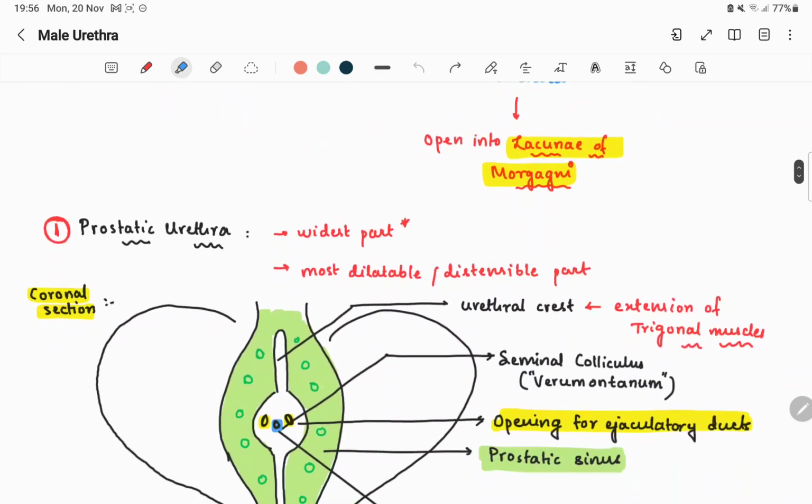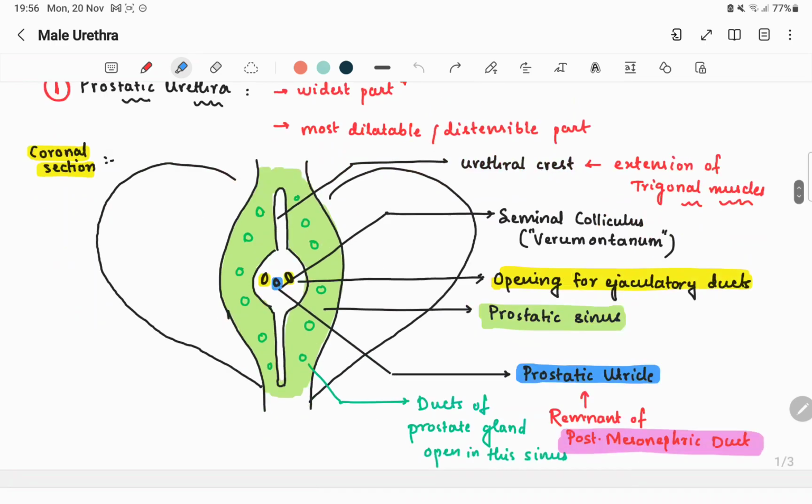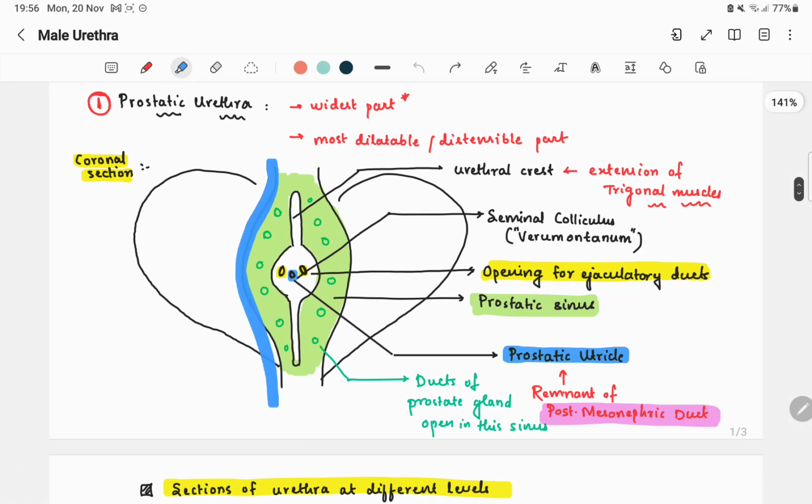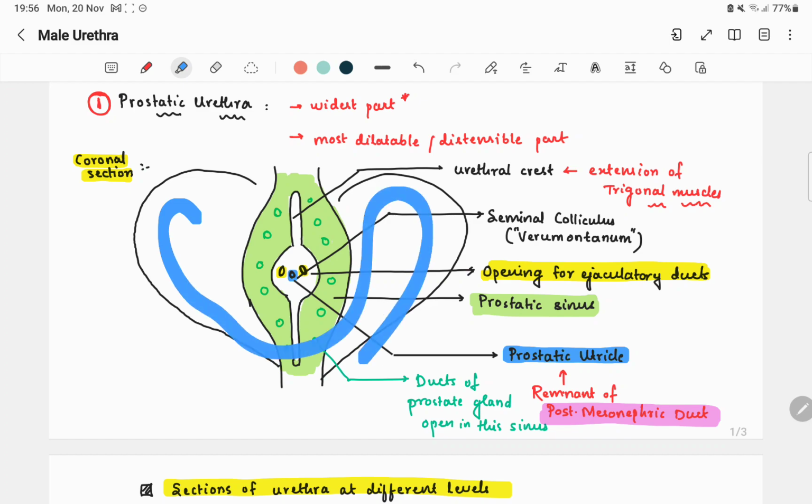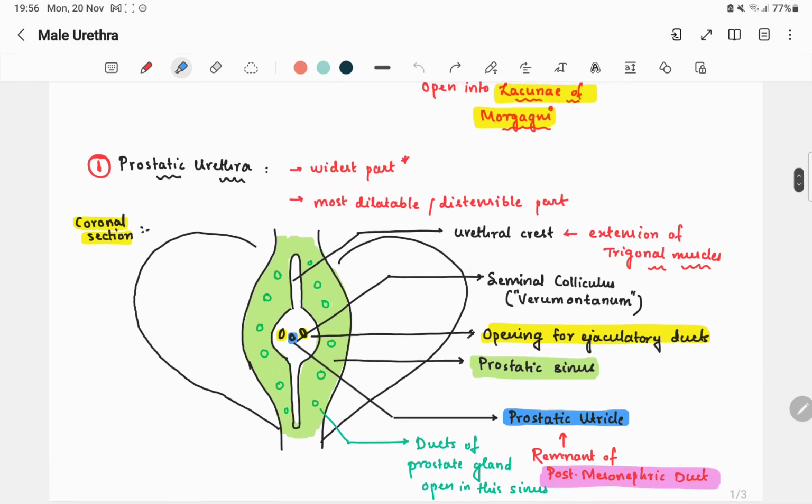And what about the prostatic urethra? It is the widest part and the most dilatable or distensible part. So this whole part is your coronal section of the prostatic urethra. You have your prostate glands present over here, the two lobes. The medial lobe will be present over there like that. This part is called the urethral crest, where the extension of trigonal muscles occurs.